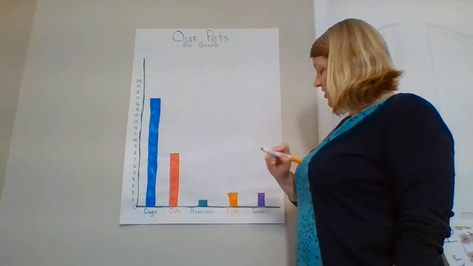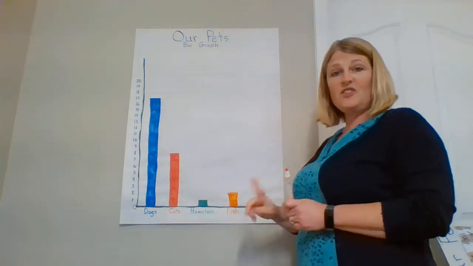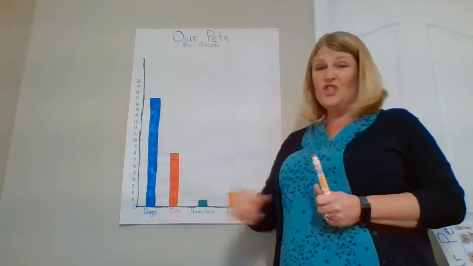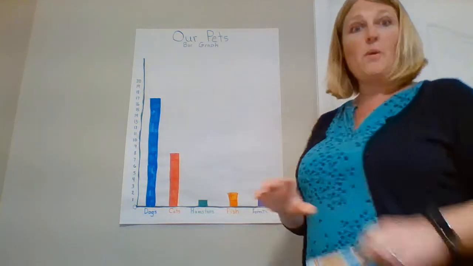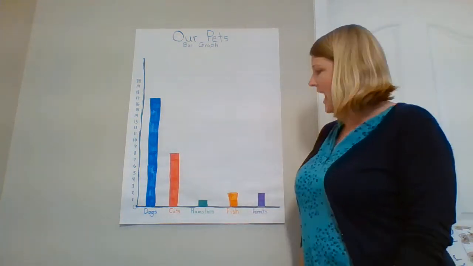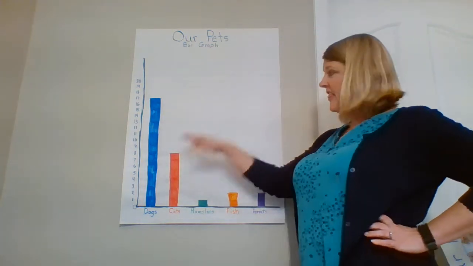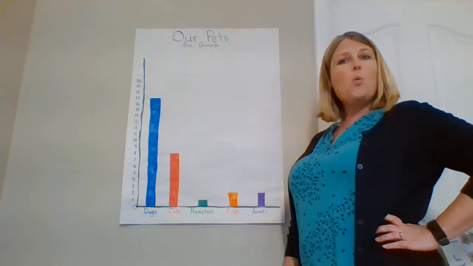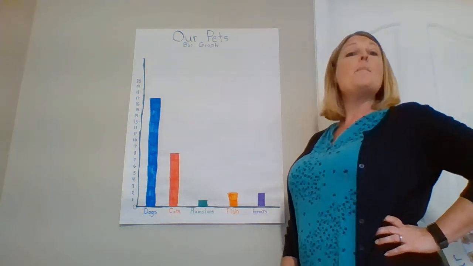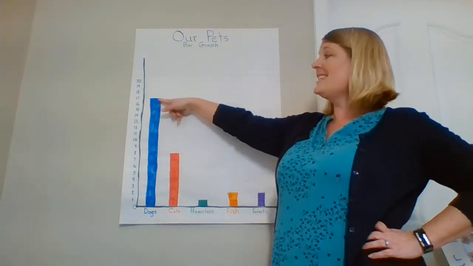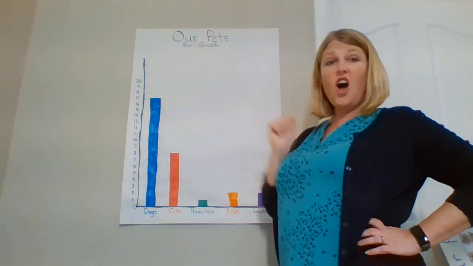So I'm going to change our bar right there so that it now shows that new data. That now we have 2 fish in our classroom. Holy moly, there we go. So we can answer the same questions using this graph. We can say, which pet does our class have the most of? We can look and see, oh, our class has the most dogs.